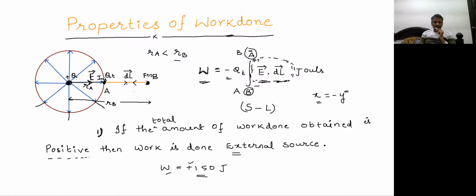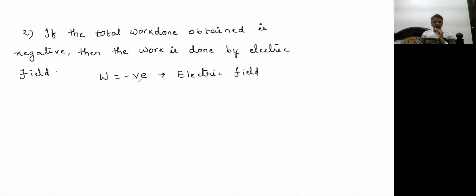So what is happening here is first you will apply B, which is the larger value. So for E dot dl you have to apply B first, that means larger, minus next you have to apply A, which is smaller. Larger minus smaller will always give you a positive value. That means this entire integration value will be positive, which is multiplied by minus q. You will always get a negative value. That means when the work done is negative, then the work is done by the electric field.